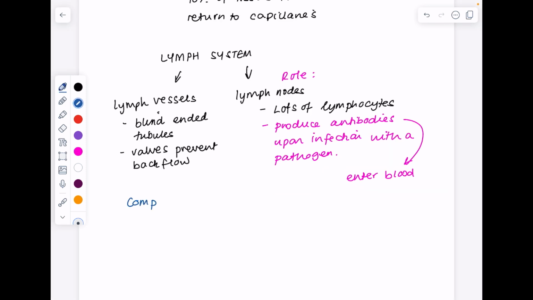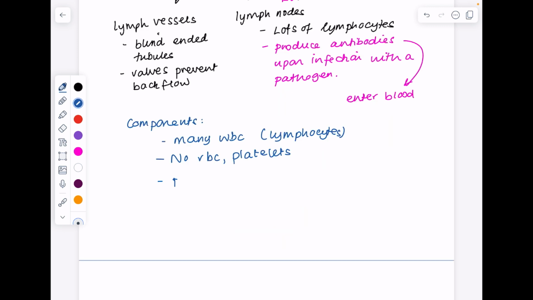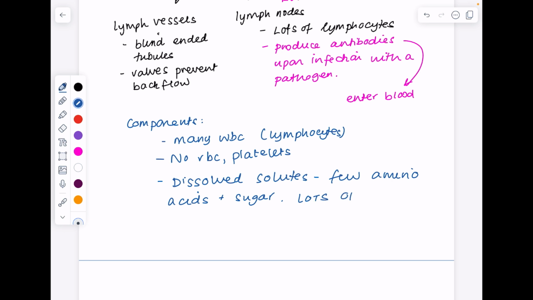So in terms of the components of lymph, as we've already said, there'll be many white blood cells, specifically lymphocytes. You'll have no red blood cells or platelets. In terms of dissolved solutes, there'll be few amino acids and sugars, but there'll be lots of fatty acids.